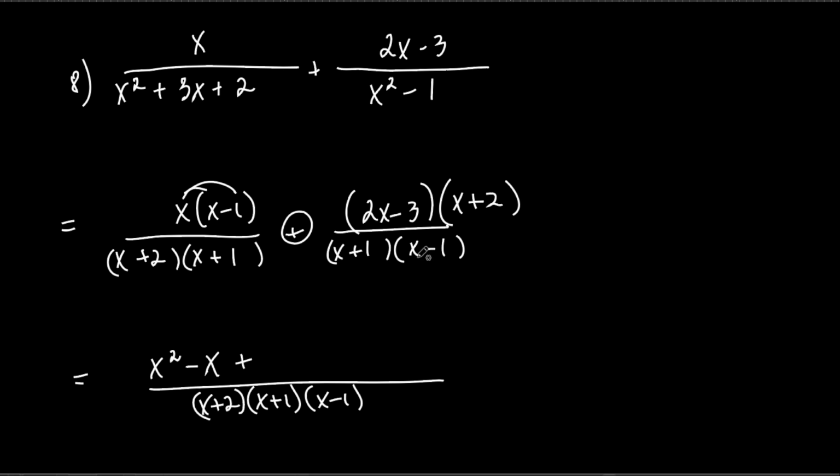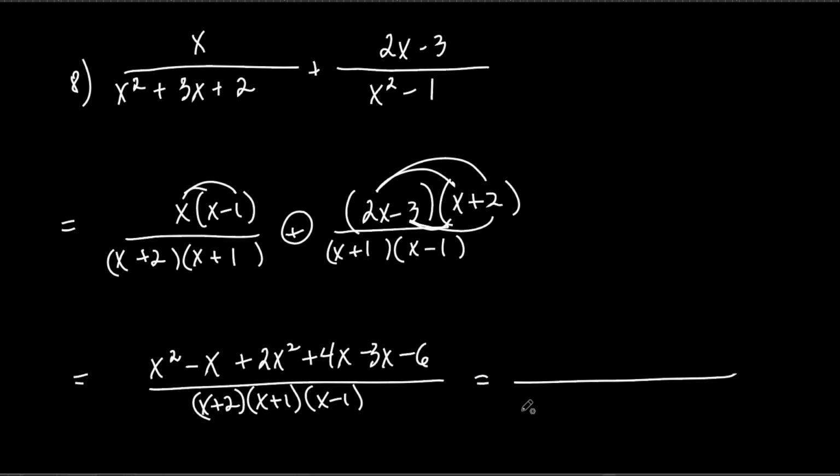So now what do we do with this stuff? We just FOIL it, right? So let's go ahead and FOIL. So the first, I multiply those together, and I get 2x squared. What about the outside? What do I get here? 2x times 2? That's a 4x. What about the inside? That's a minus 3x. And what about the last? That's a minus 6. We're almost finished. I'm going to rewrite the denominator. Don't forget about that.